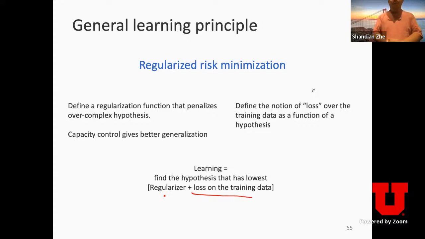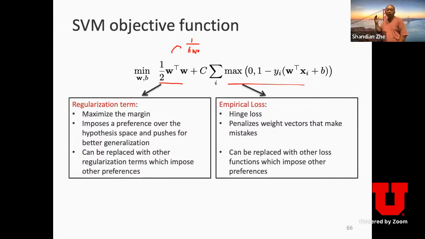In this regularization term, we in general define a term to penalize overly complex hypotheses. So if we go back to look at the SVM objective function, clearly it is a regularized risk minimization principle. You have an explicit regularization term, and in the SVM context, it corresponds to maximizing the margin. And you have a hinge loss term, which measures how well you fit the training data. Your learning amounts to finding the best trade-off of these two terms.